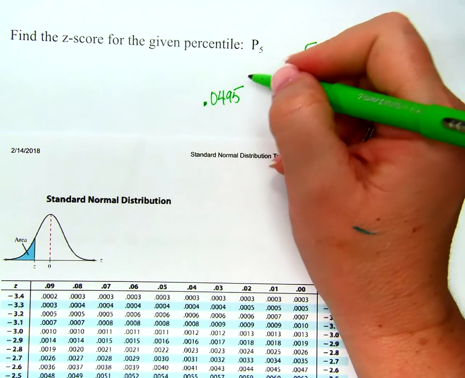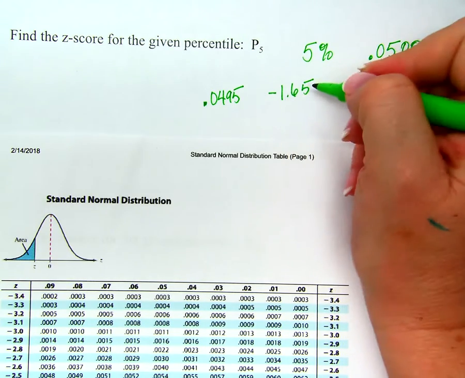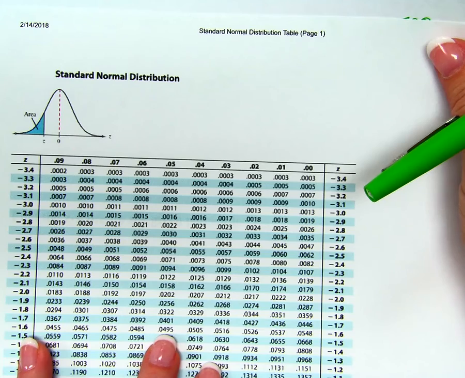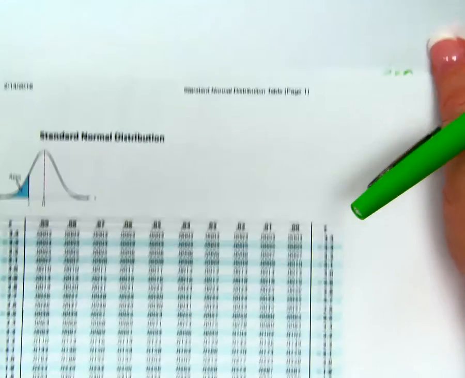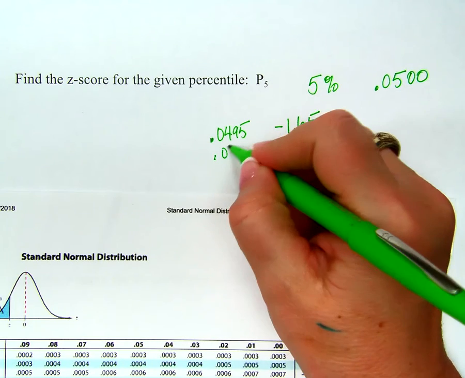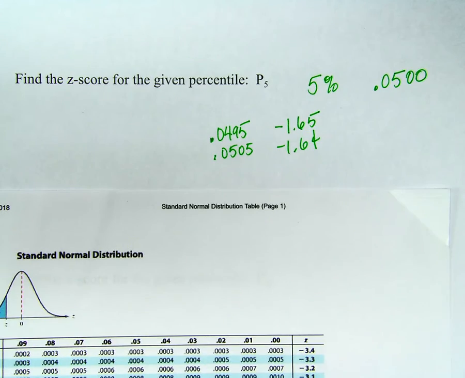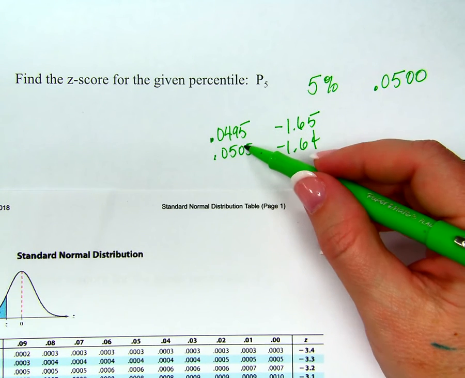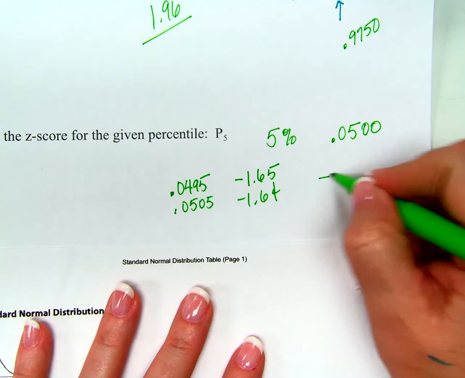0.0495, that corresponds with negative 1.65. Oh, you can't see both of those. I'm sorry. Can you just trust me on that one? It's right there. And then the other one, the 0.0505, that's negative 1.64. Well, if it's right halfway in between both of these values, wouldn't it make sense that my z-score is halfway in between these two? What is halfway in between those two?